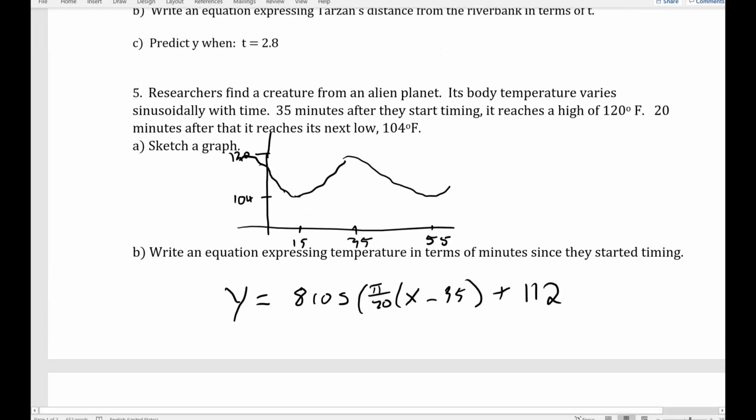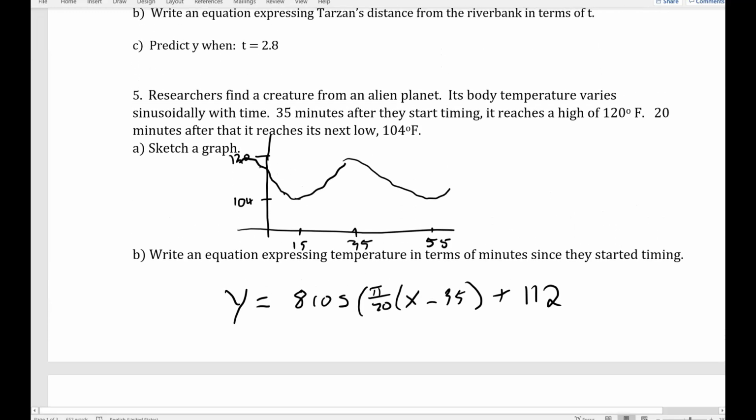Okay, this is number 5 from the curve setting worksheet. And I'm just going to run through setting up the equation real quick. Since the maximum is at 120 and the minimum is at 104, the difference is 16. So we cut that in half, and that's 8. That's where that came from.